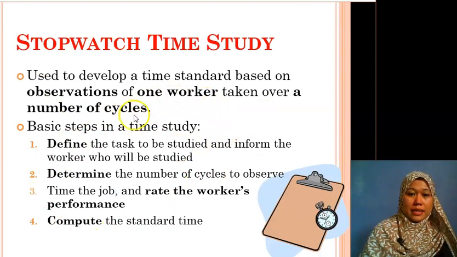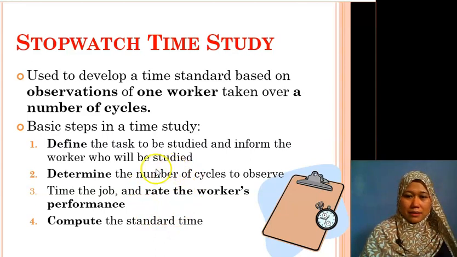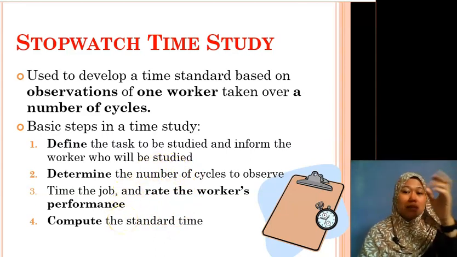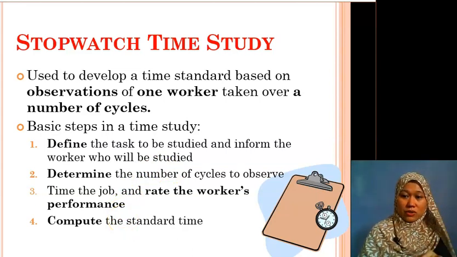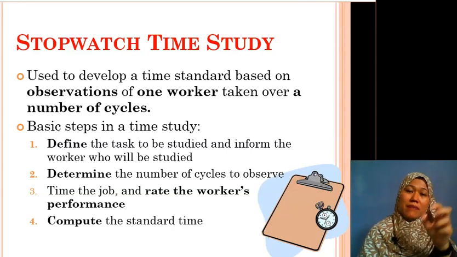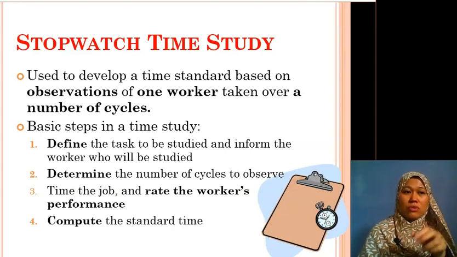Okay, these are the steps. You define the task, and then you need to determine how many cycles you need to observe. Usually, you have to do many cycles. Sometimes you have to take data in the morning, and then some data after lunch, and then at the end, because sometimes they have a different speed. So you need to know if there are any abnormalities.